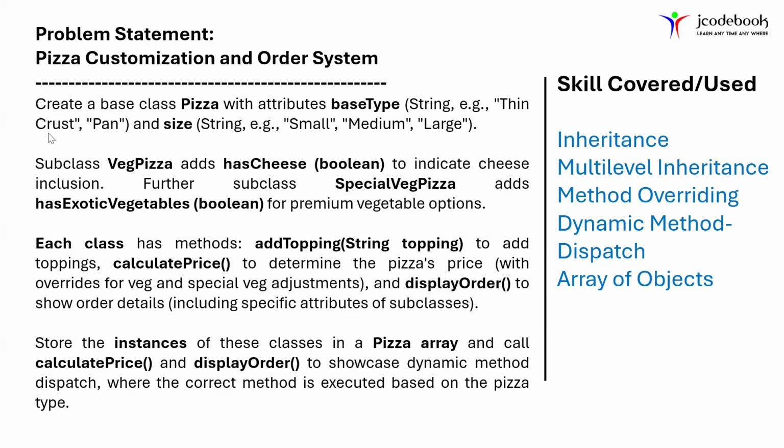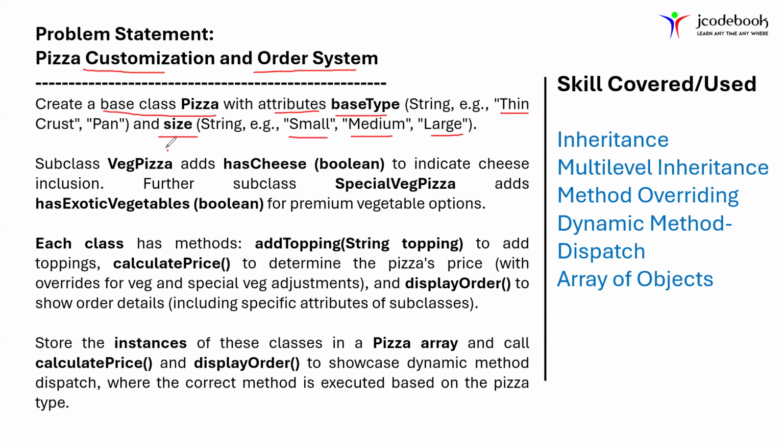In today's session, we have taken a very interesting problem statement that is known as a pizza customization and ordering system. So let us see what the problem statement is, then you will learn how to solve this problem. Here the problem statement is you need to create a base class Pizza that contains attributes like a base type that can have different types of base. We have another attribute, size, that defines the size of a pizza. It may be small, medium, or large.